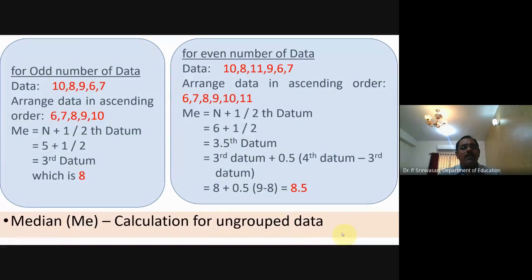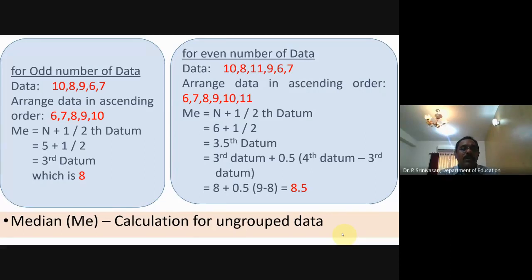The 3.5th datum will be the median. Okay, that is being separated: third datum plus 0.5 of fourth datum minus third datum. That is how we find it. Okay, the 3.5th datum means that it is in between 8 and 9. Third datum is 8 and fourth datum is 9. So it is in the middle of 8 and 9. How to find it: just separate it, third datum plus 0.5 of fourth datum minus third datum. We have 8 plus 0.5, which means 8.5. 8.5 is the exact middle place.